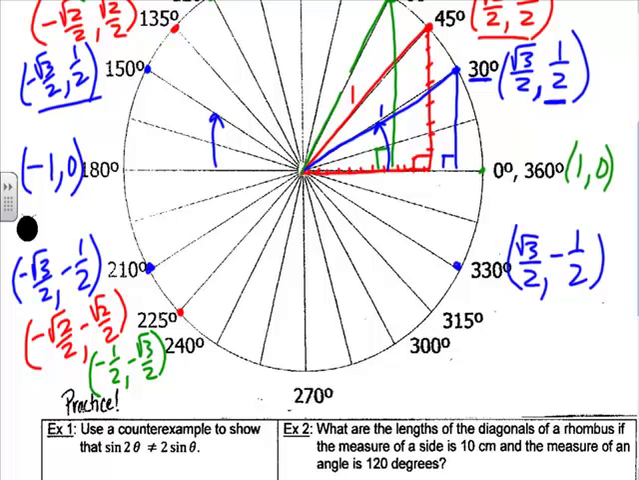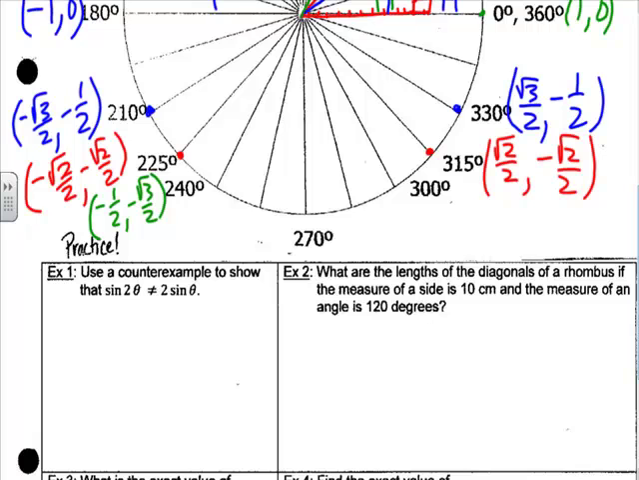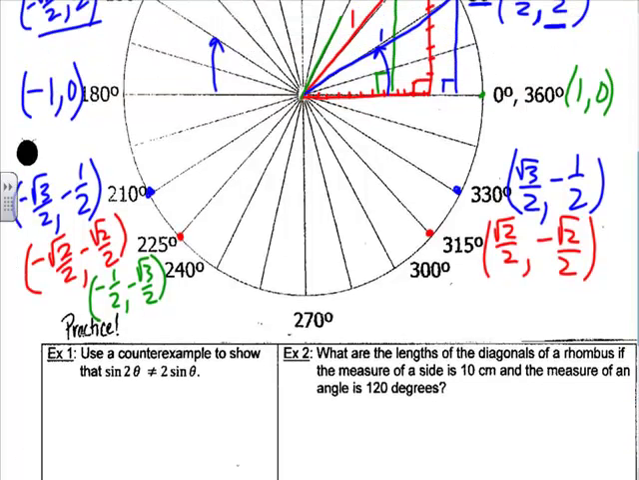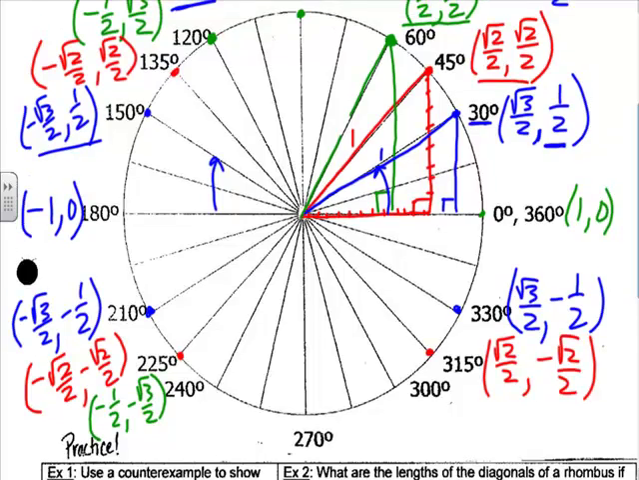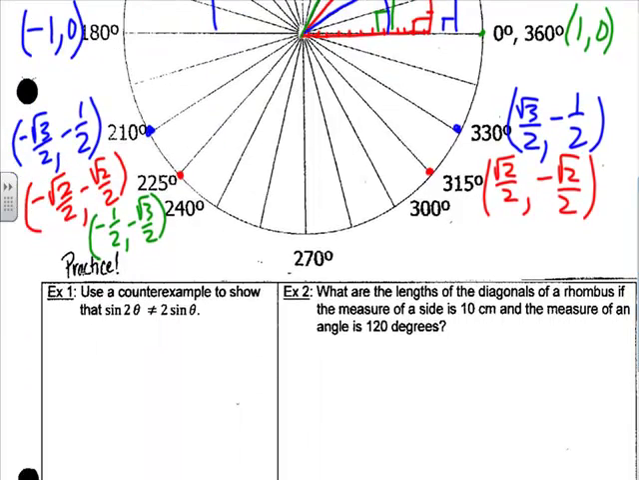And then 315, which corresponds to my 45 above. This guy would be 45 below. And so I still have a positive x value, but my y value is negative. So my cosine is positive and my sine is negative. And then last but not least, I have my angle that's 60 above. And then if I look at 300, I'm 60 below. So this point on the unit circle is going to be 1/2, negative radical 3/2.